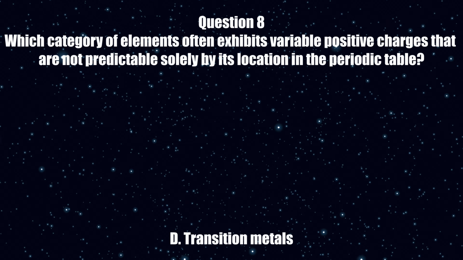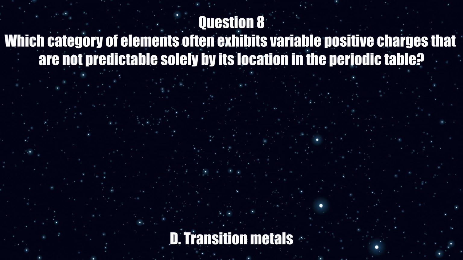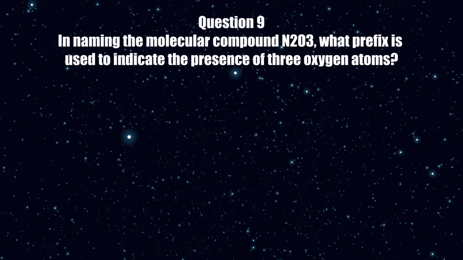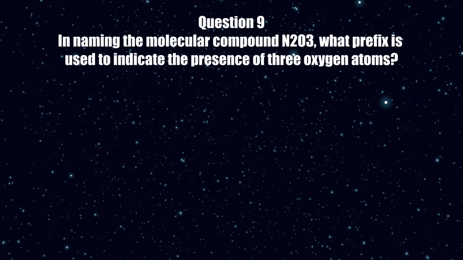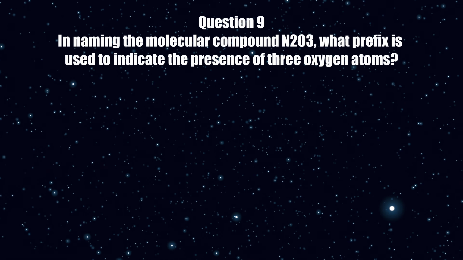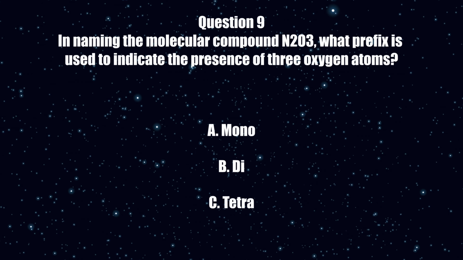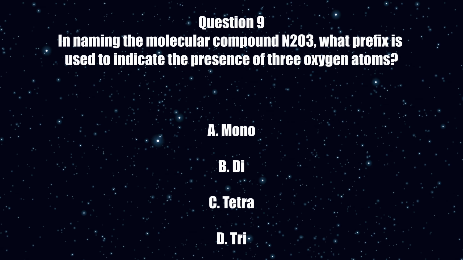The correct answer is D. Transition metals. Question 9. In naming the molecular compound N2O3, what prefix is used to indicate the presence of 3 oxygen atoms? A. Mono. B. Di. C. Tetra. D. Tri.